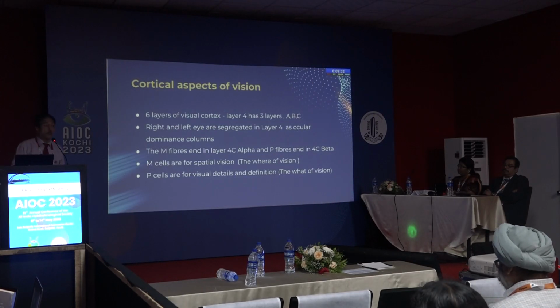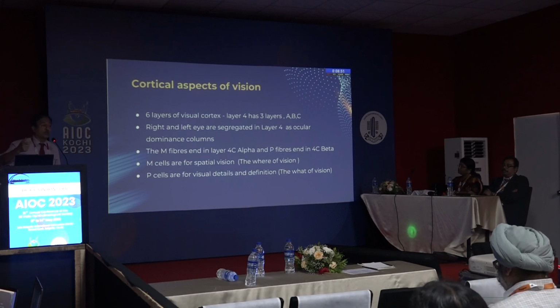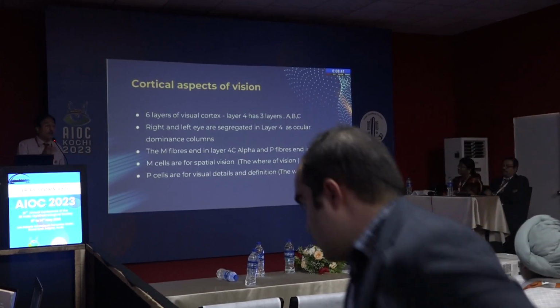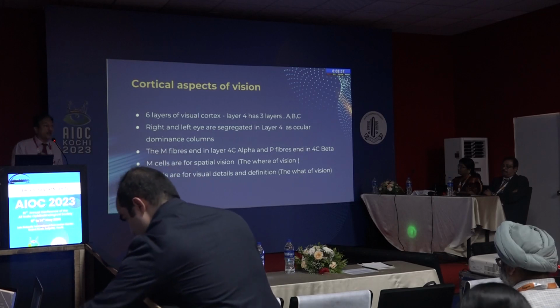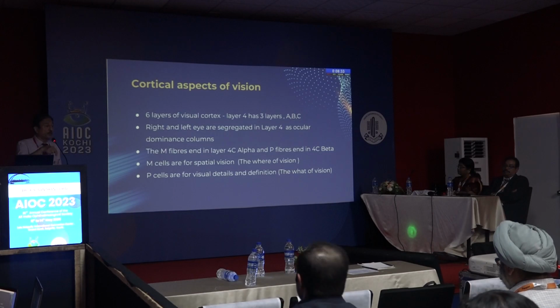6 layers, I have already told you. Layer 4 has A, B, and C, and C has again alpha and C beta. In alpha goes the movement and position of the object, and in beta goes the other aspects of the subject. Now right and left eye are segregated again in layer 4C, alpha and beta. The right and left eye are completely segregated. The right eye doesn't know what the left eye is doing unless the brain intervenes.